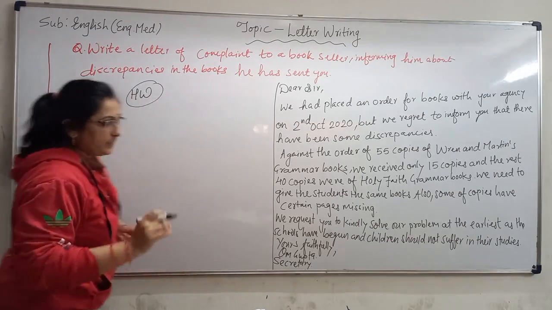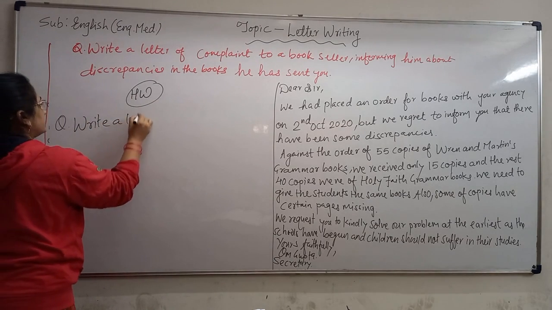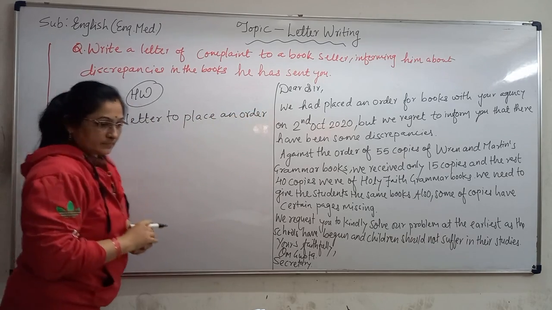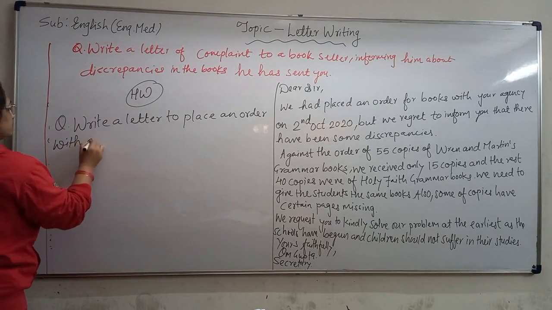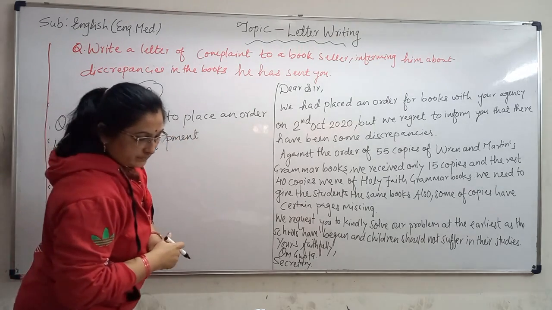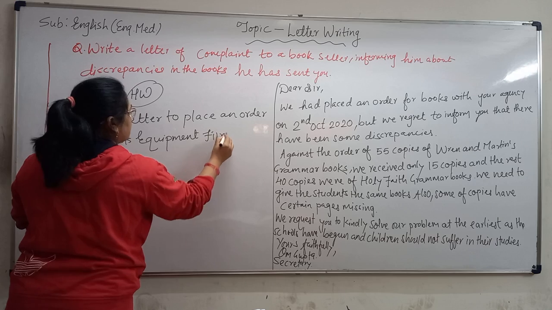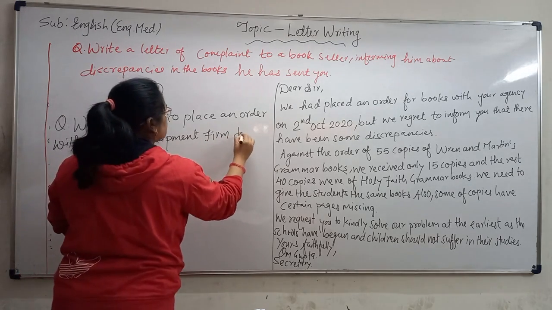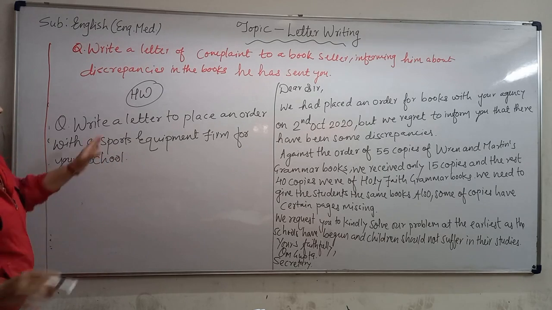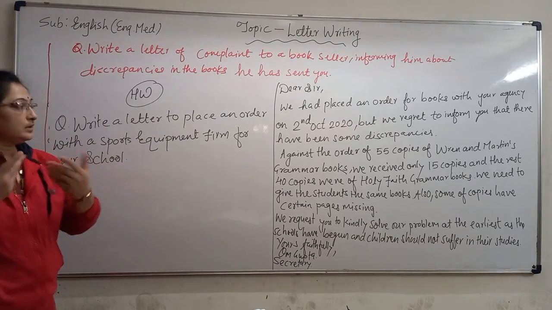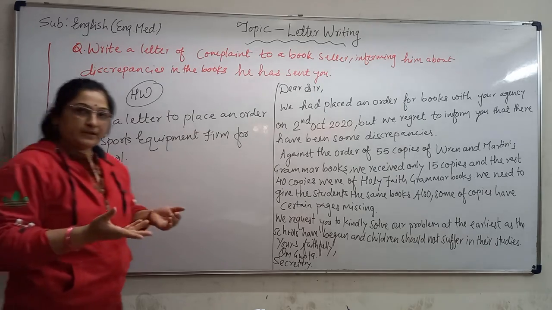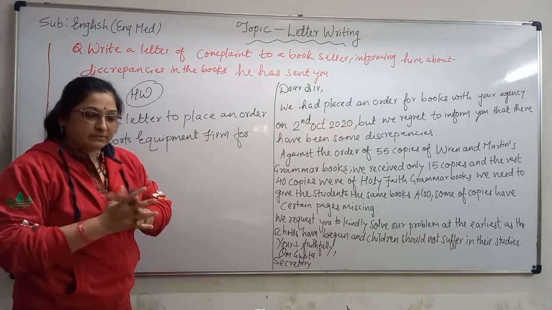The homework question is: write a letter to place an order with a sports equipment firm for your school. This is another formal letter. Write a letter to place an order with a sports equipment firm, where you order sports equipment like balls and hockey sticks and whatever. So you have to order them for your school. So this is your homework. Follow the format and we will meet in the next lecture. Bye guys.